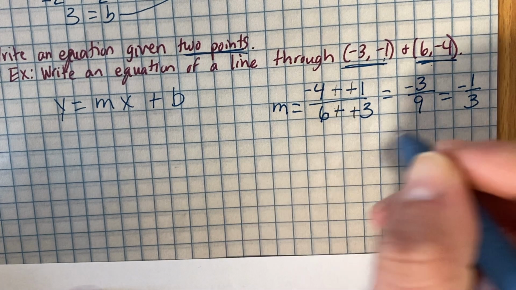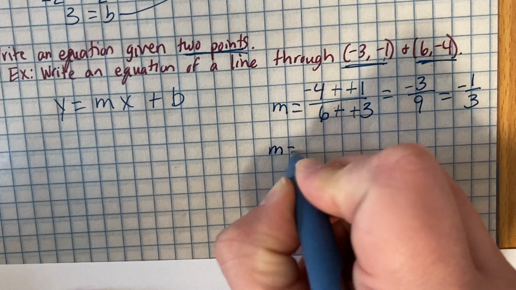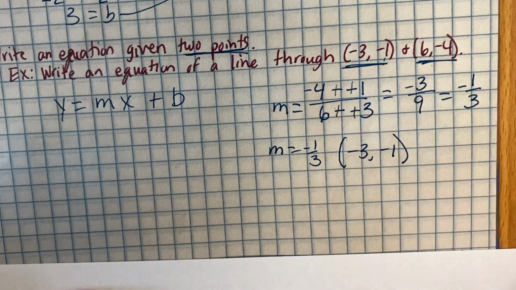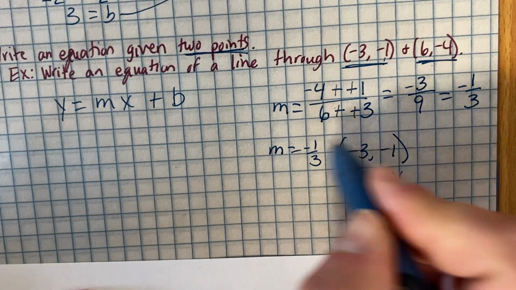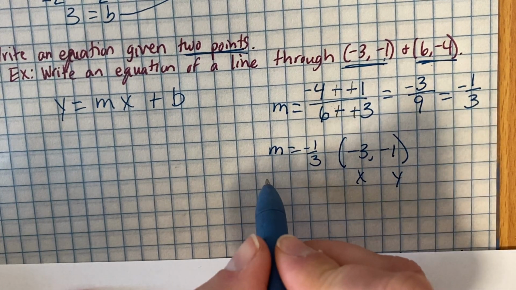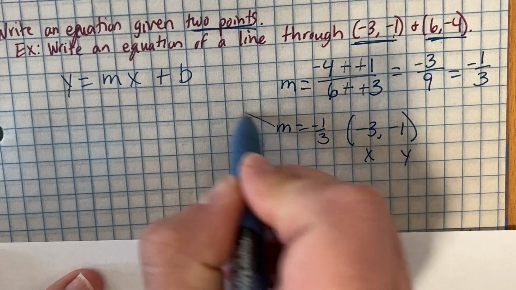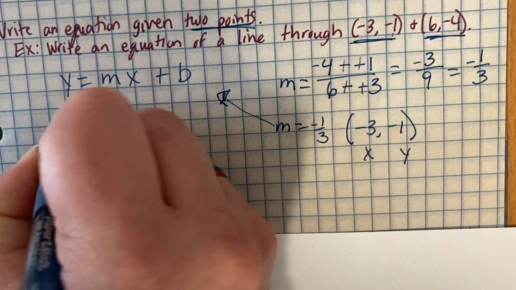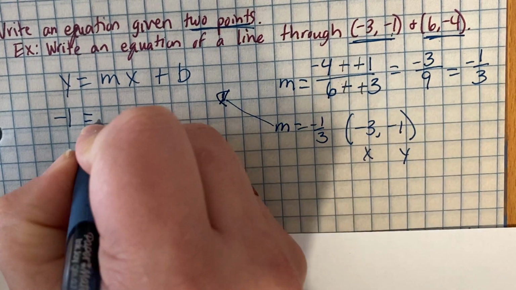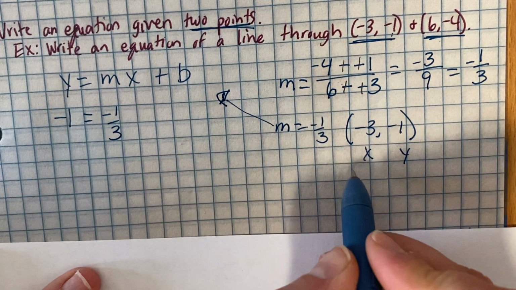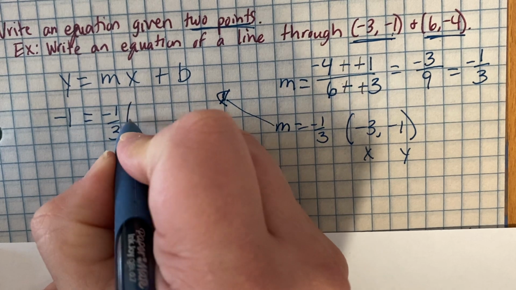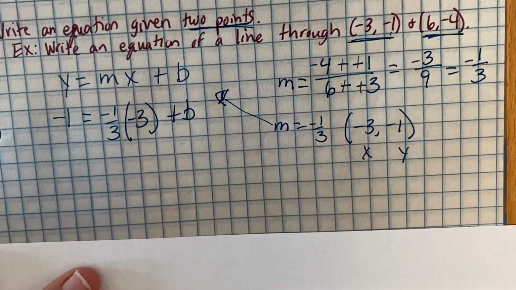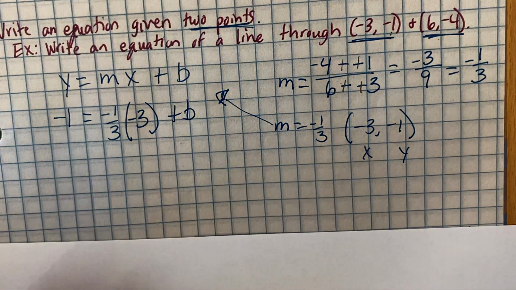Actually, here, I'll show you. This is all the information. I have m equals -1/3, and I have this point right here as my x and my y, and this is what I'm going to use to plug into my equation right here. Okay, so y is -1, m is -1/3, x is -3, and I don't have a b. That's what I need to find. So now I'm going to solve.